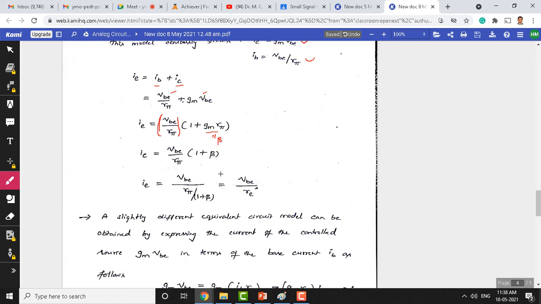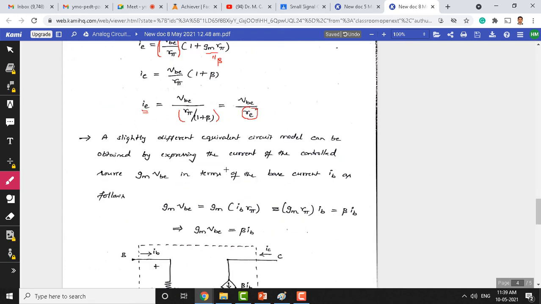This can be written in an alternative way by sending this to the denominator. So IE, the emitter current, is equal to VBE divided by R pi over 1 plus beta. Now this can be called re. Now we can see that for this IE we got back VBE by re, once again the definition of the emitter current here, okay, or re. Okay, so from this we can arrive at a different model.